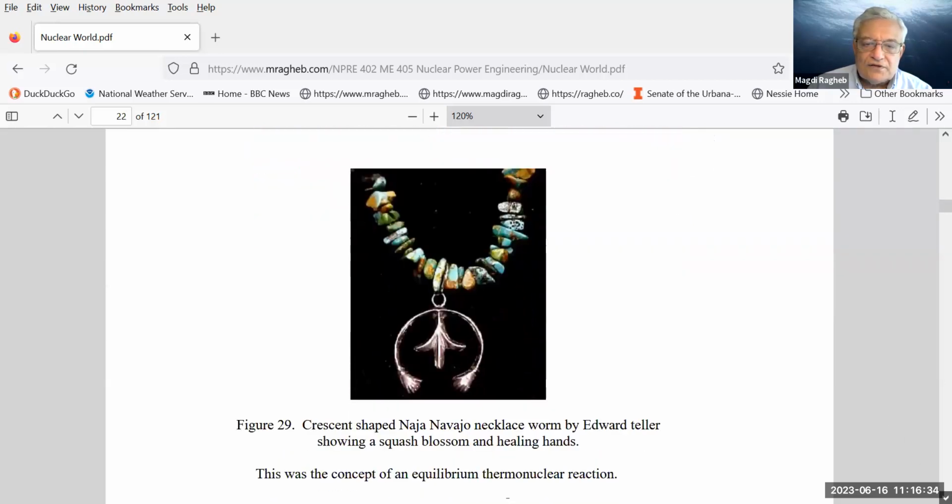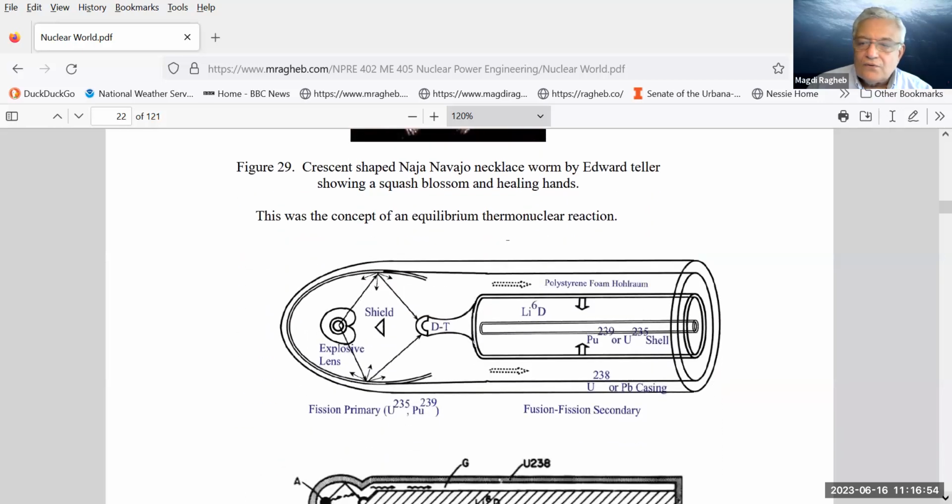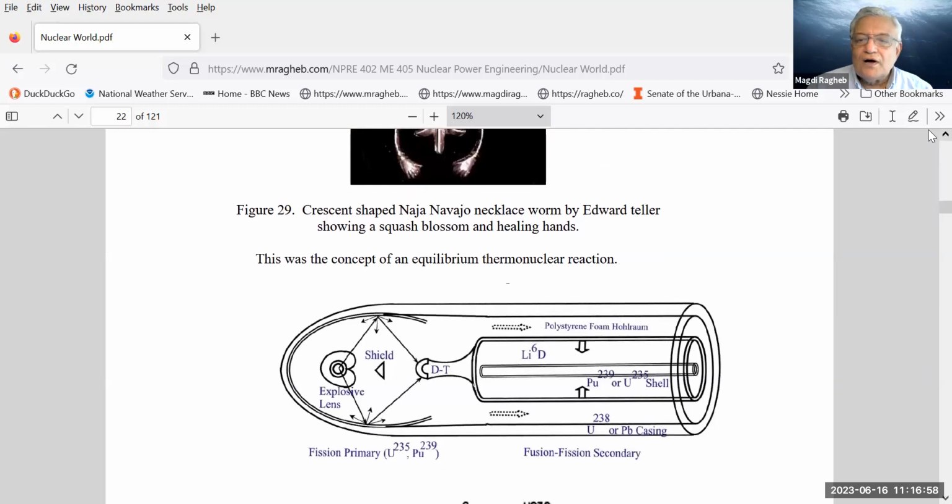This is a picture of that Navajo necklace that was worn in the picture by Gamov. It shows really a squash blossom and 2 healing hands. And this is what one can conceptualize as the Ulam-Teller configuration, which is a combination of the 3 ideas that I just described.